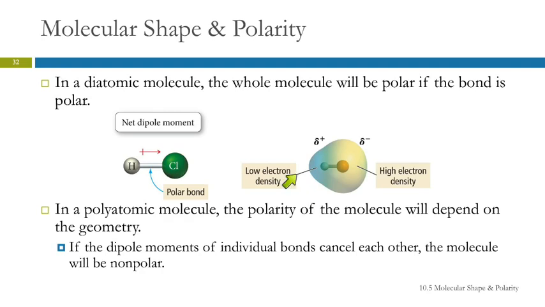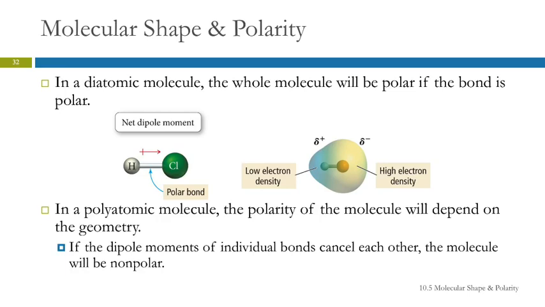And so if we look at electron density, we see that there's more electron density on this end of the molecule than on this end. This end will have a slight negative charge, and this will have a slight positive charge. And that affects the properties of that substance.